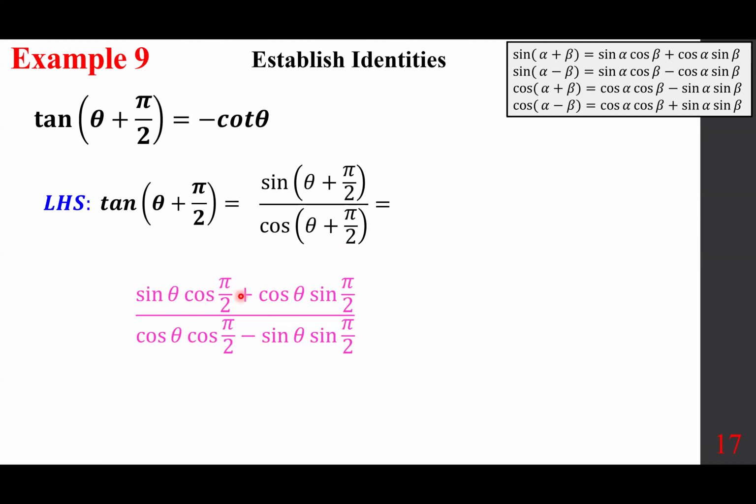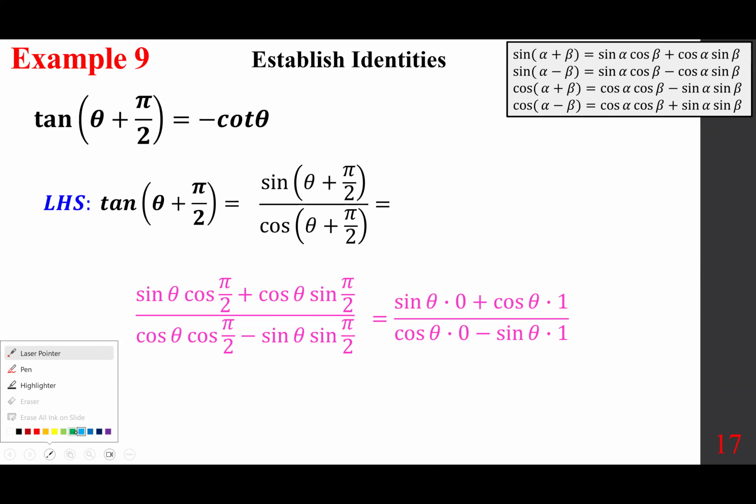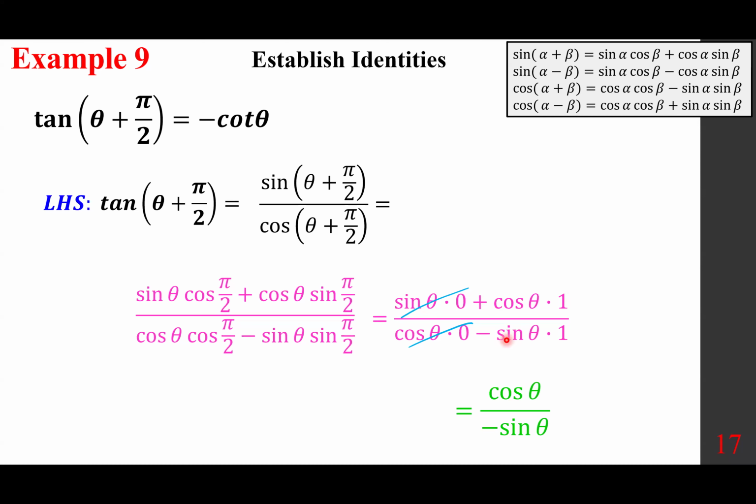Cosine of pi over 2 is 0. Sine of pi over 2 is 1. So let's plug in. So what happens is the numerator is cosine, the denominator is negative sine. Cosine theta over negative sine theta, which is negative cotangent theta. Negative cotangent theta.